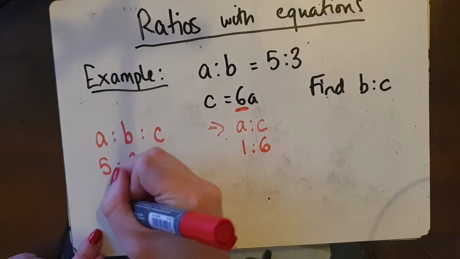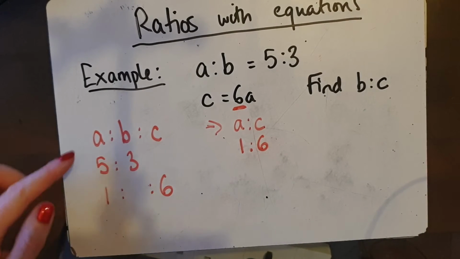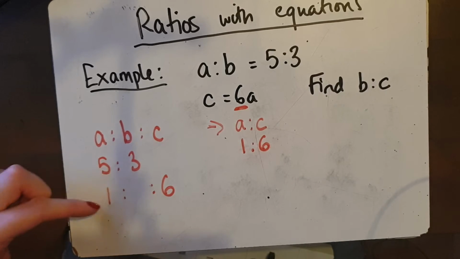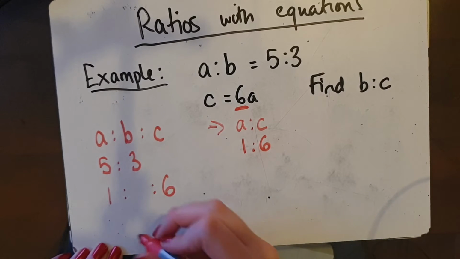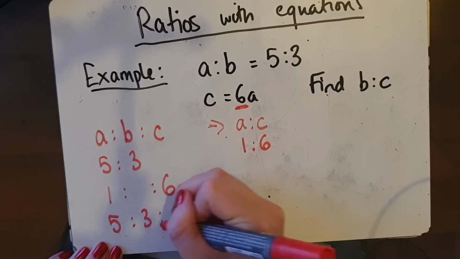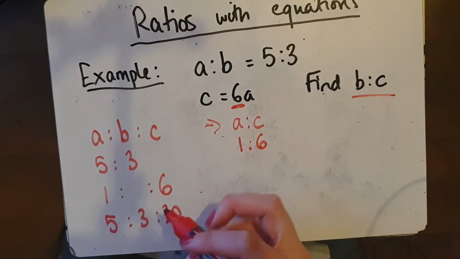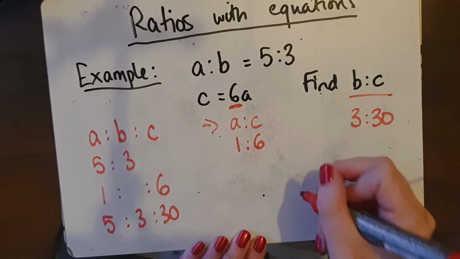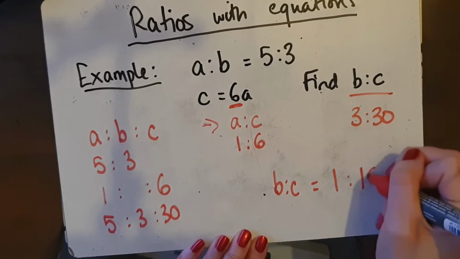So we can put that in here, 1 to 6. And then we can multiply these 2 numbers here to make our A to B to C ratio. So we'll end up with 5 to 3 to 30, which means that our ratio B to C here is going to be 3 to 30, but we want to simplify it, so it will end up being 1 to 10.